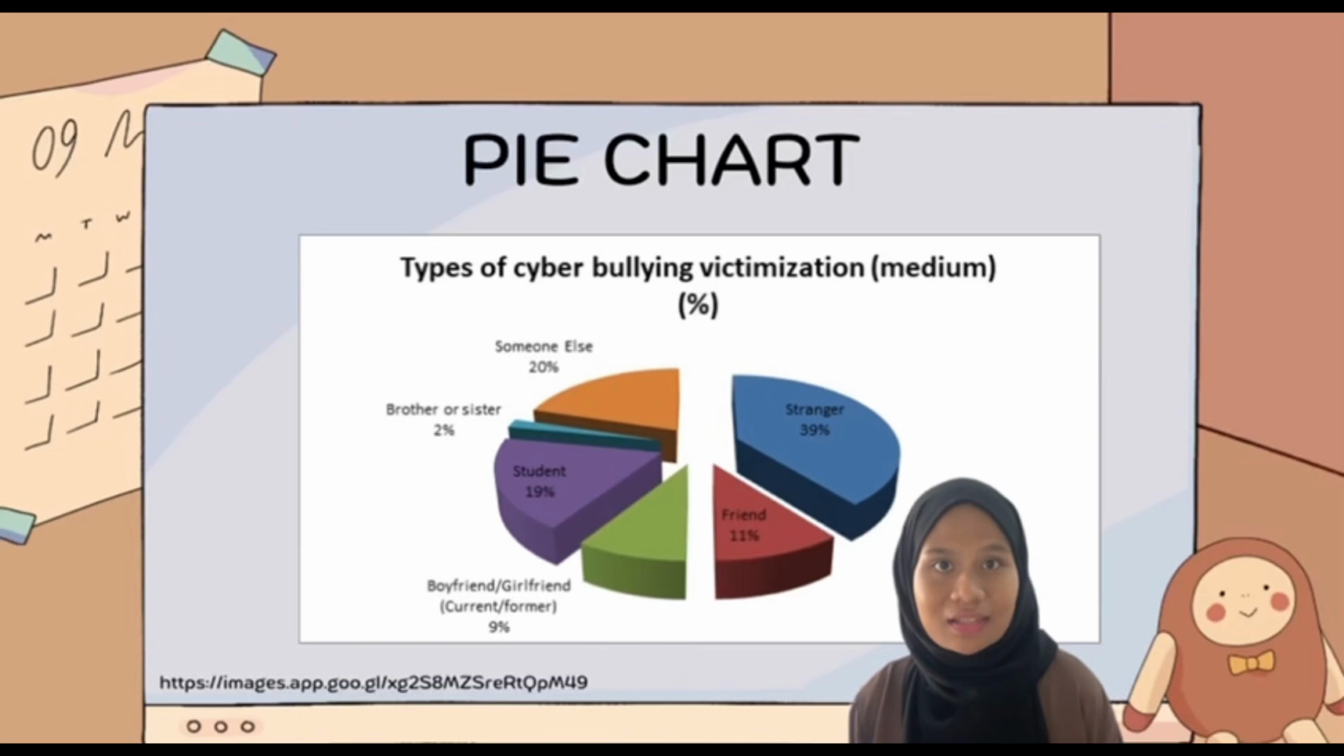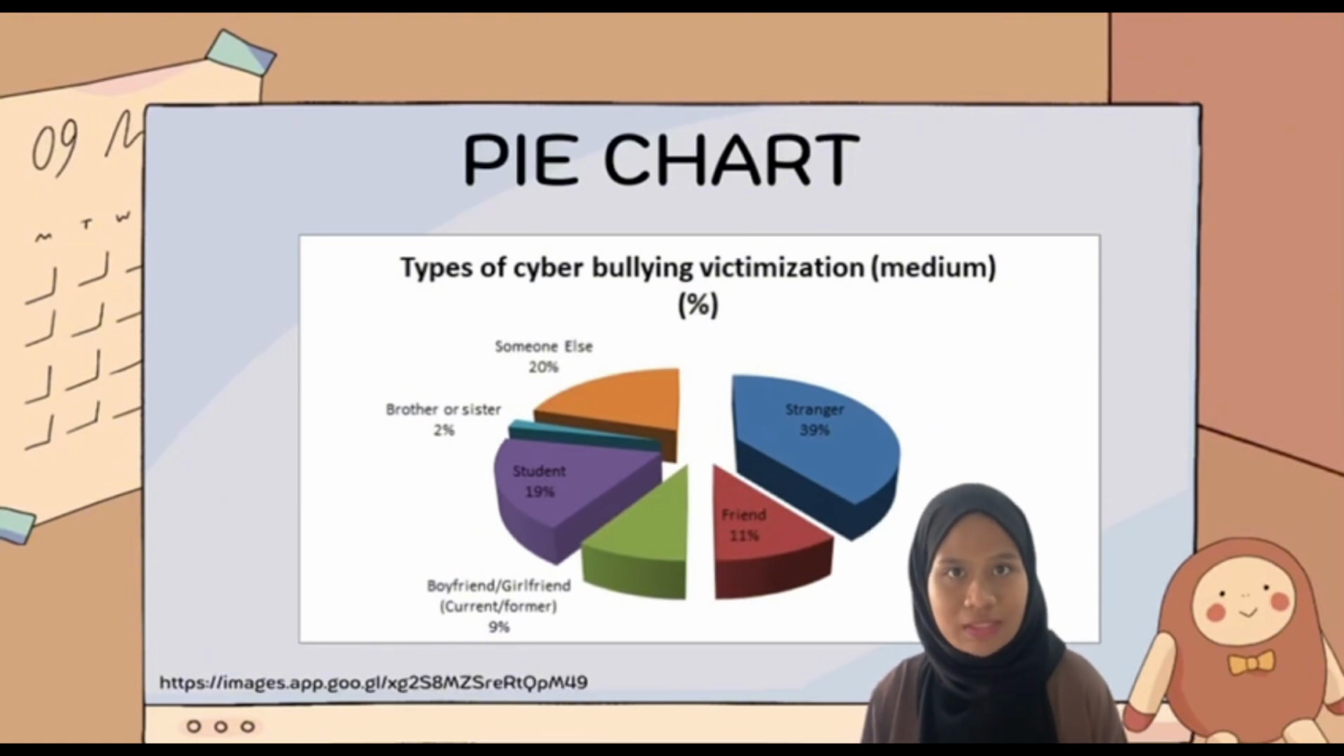In the pie chart, each slice represents a different percentage and type of cyberbullying victimization. The diagram shows a large majority of strangers were the most frequent victims of cyberbullying, whereas a group of brothers and sisters experienced the least victimization.